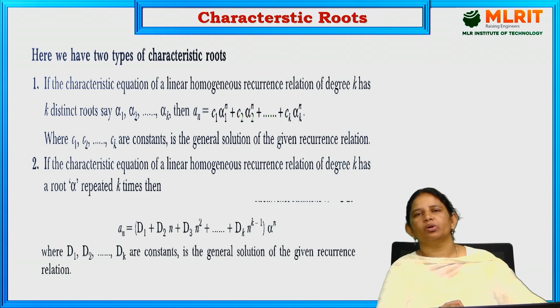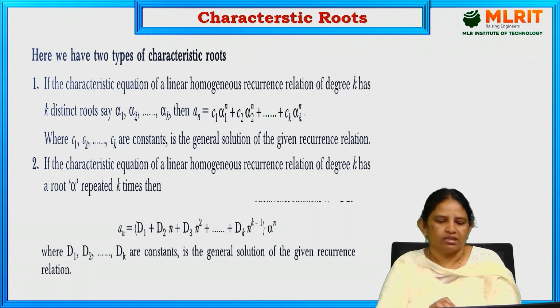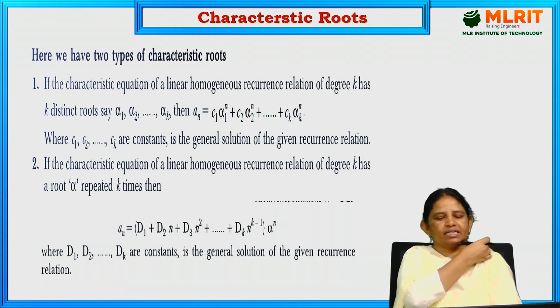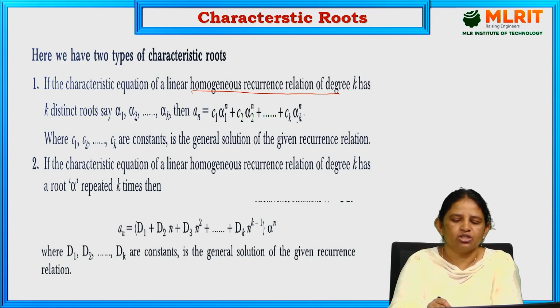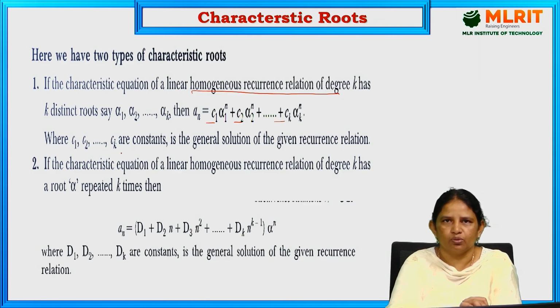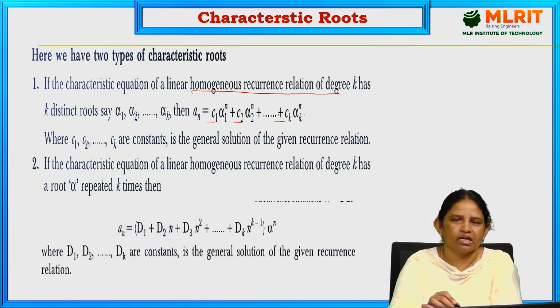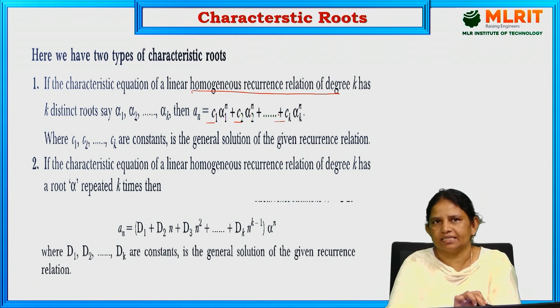Now there are two types of characteristic roots. The first type is, if the characteristic equation of a linear homogeneous recurrence relation of degree k has distinct roots, then the solution is written as an equal to c1 alpha 1 to the power of n plus c2 alpha 2 to the power of n and so on ck alpha k to the power of n. Here c1, c2, c3 are constants, and alpha 1, alpha 2 are the corresponding characteristic roots.